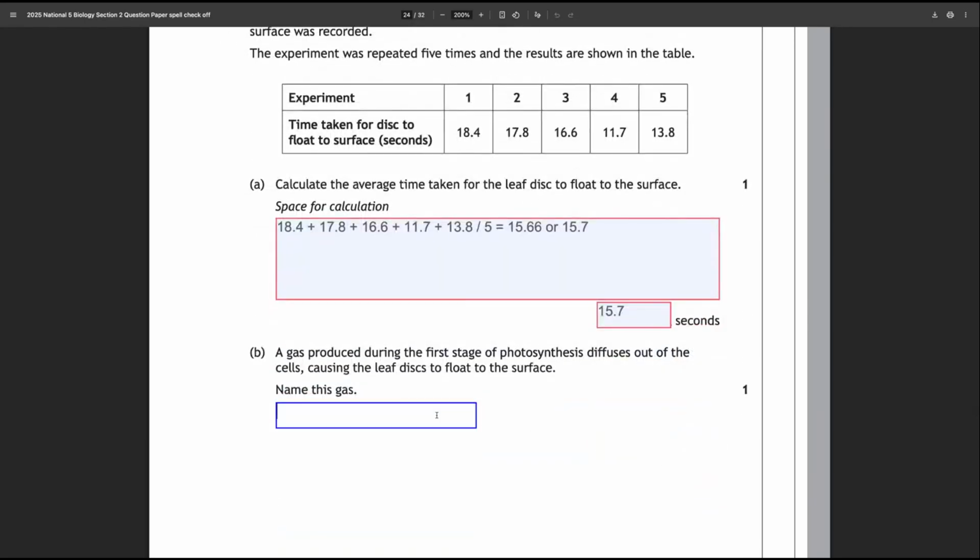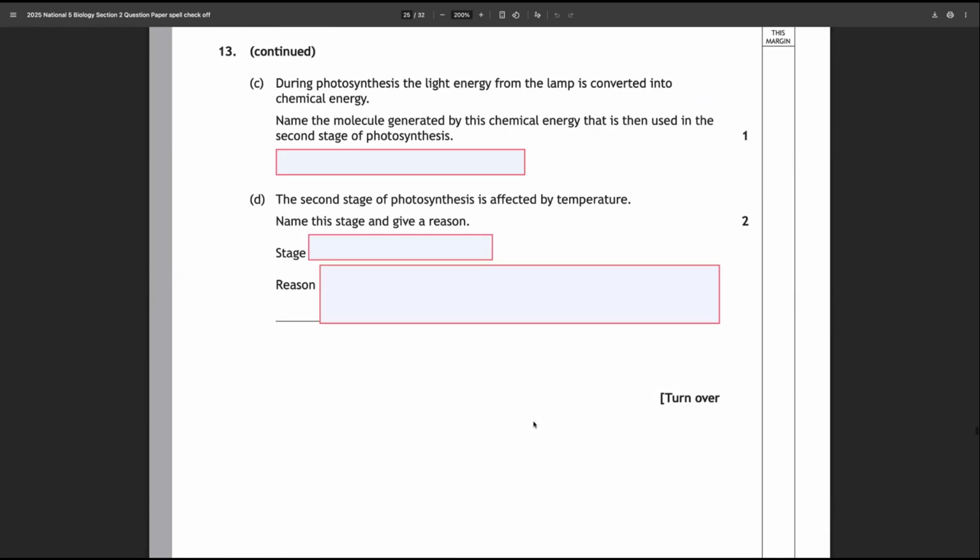which is 15.7. A gas produced during the first stage of photosynthesis diffuses out of the cells, causing the leaf discs to float to the surface. What is the name of that gas? Straightforward knowledge question. Light reaction stage. The gas that's a waste gas that's diffused out of the leaf is oxygen, so we pop that in there.